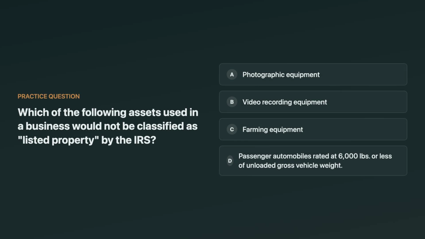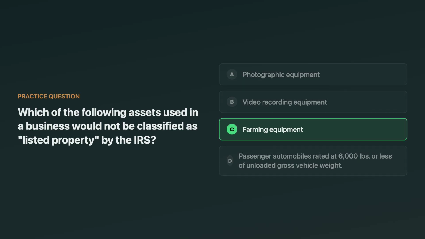Which of the following assets used in a business would not be classified as listed property by the IRS? The options include photographic equipment, video recording equipment, farming equipment, and passenger automobiles rated at 6,000 pounds or less of unloaded gross vehicle weight. Think about which items the IRS treats as high-potential personal use property.